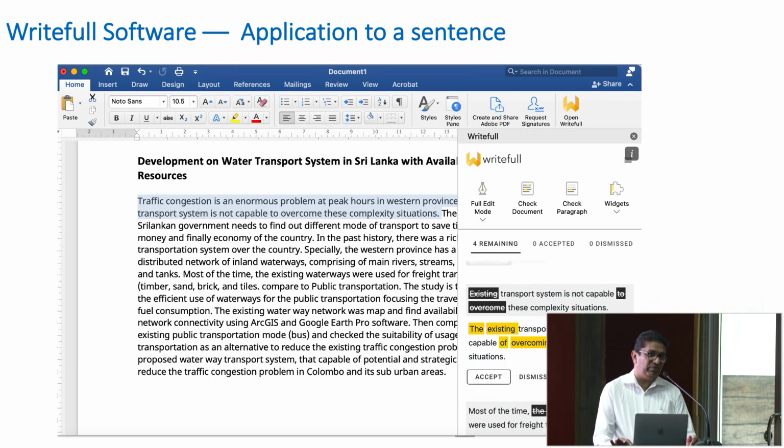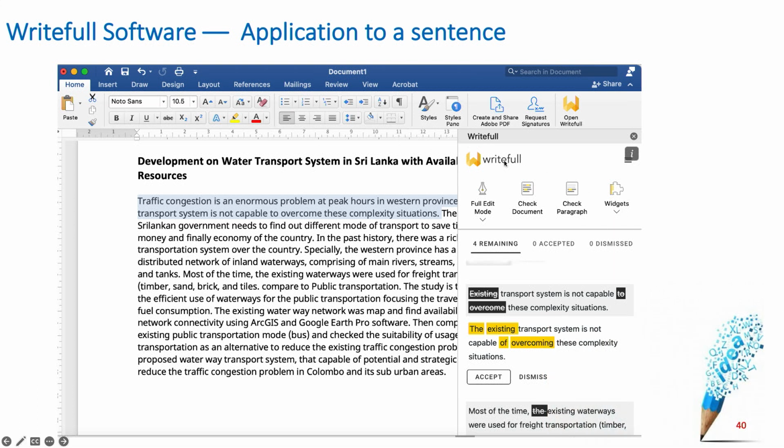And then finally you apply. Once you finish your writing, the manuscript you put into this, and using the Writefull widget, we call check document or even check paragraph. You go paragraph by paragraph, or finally you go for check document. It will check one by one, and it will correct again.